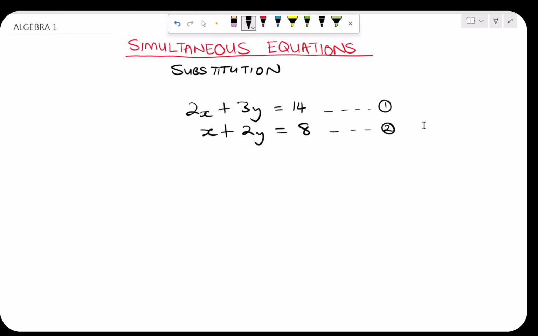So we use a substitution method when one of the equations contains a unit quantity of one of the unknowns, such as what we have in equation number 2. This x right here is what we are talking about. So the first step would be to write x in terms of y from equation number 2, and that would give us x is equal to 8 minus 2y, and this becomes my equation number 3.